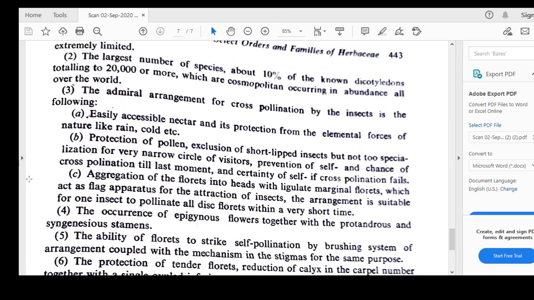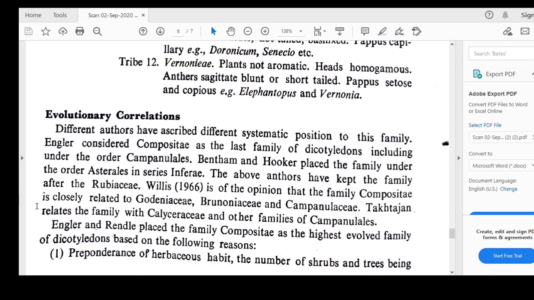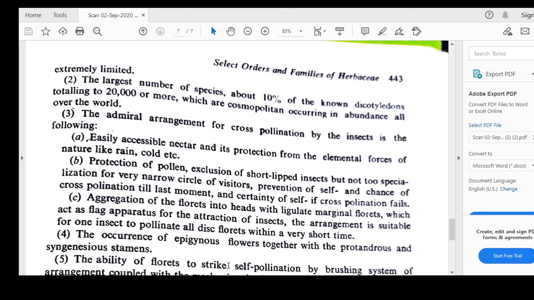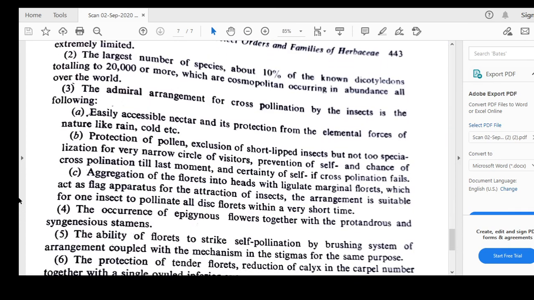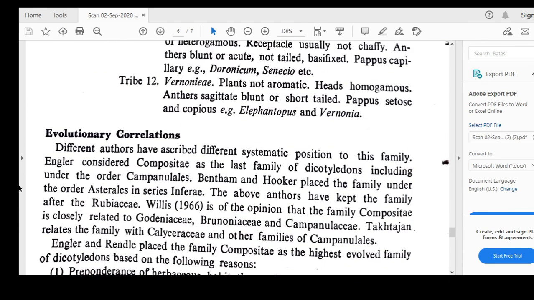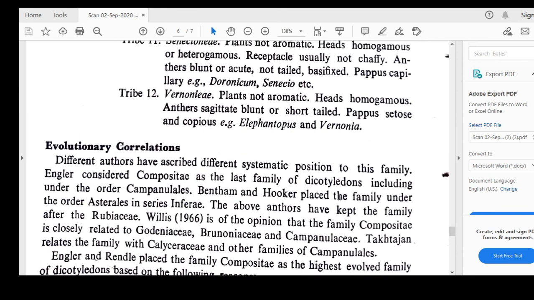So these are the characters which make Compositae the highest evolved family of dicotyledons, according to Engler and Rendle. So this is all about the family Asteraceae. Thank you.